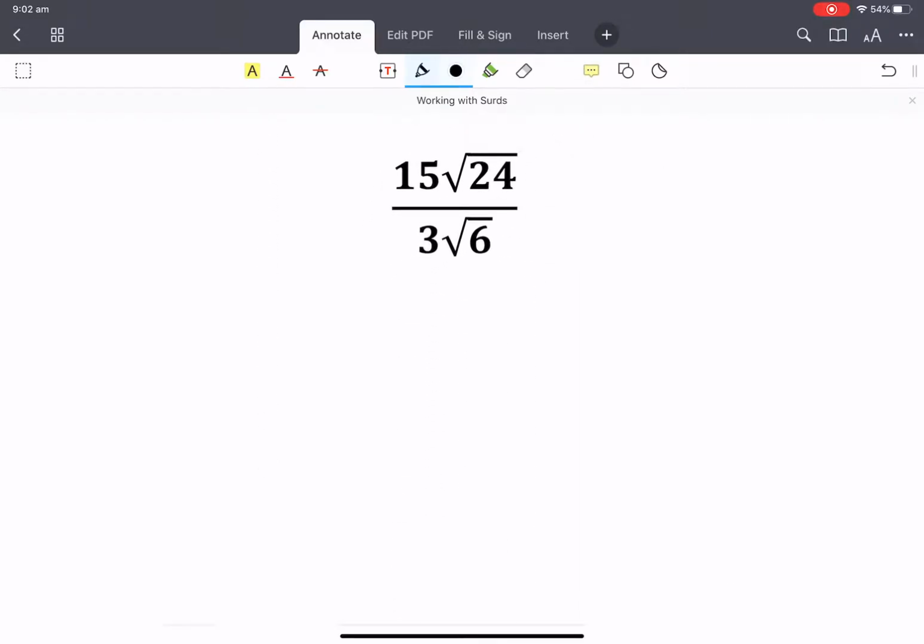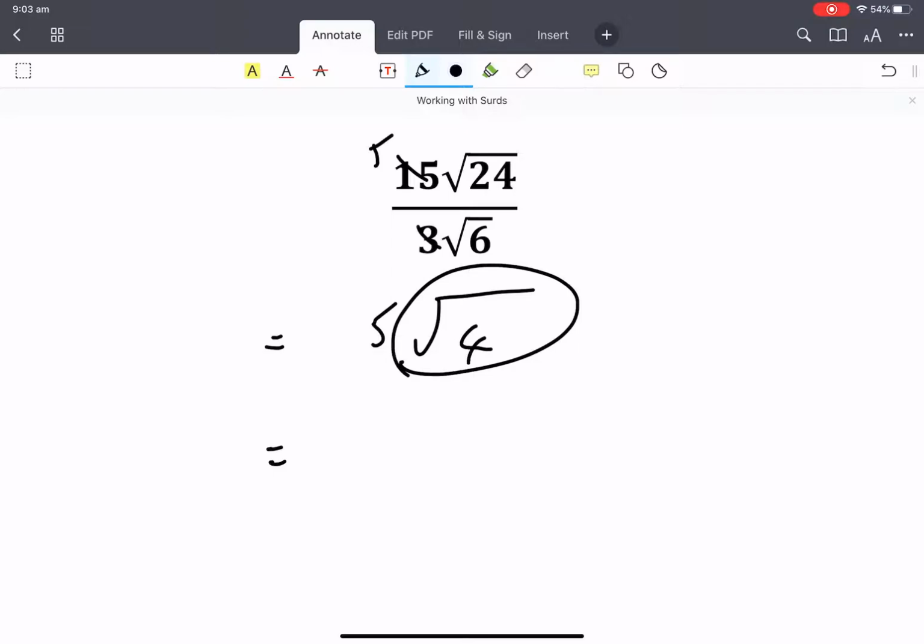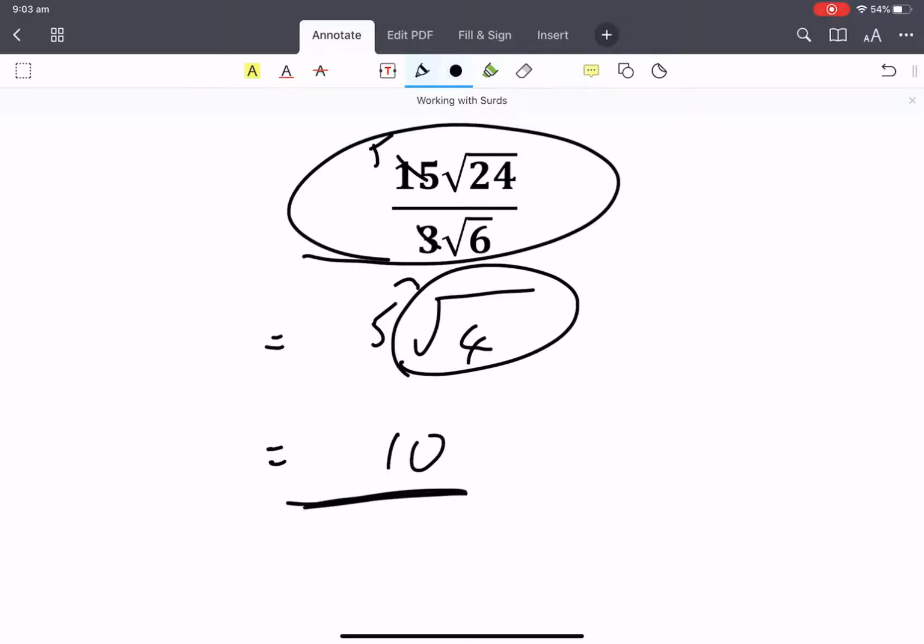That paid us a visit before, didn't it? Anyway, okay, so let's go. 15 and 3 cancels to 5. So it's going to be 5 root 24 on 6. What's 24 on 6? 4. What's root 4? Root 4 is 2. 2 times 5 is 10. So that one there actually just comes to a real number, which is okay. I've got no problem with that. It is what it is.